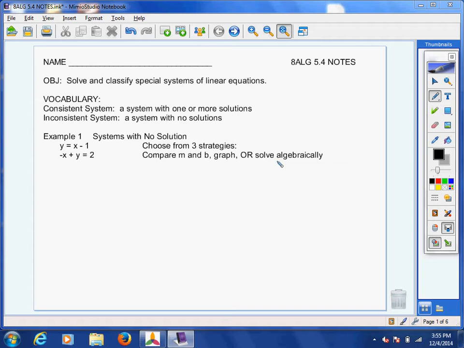So we're actually going to add a little something that you're not used to just yet. The idea with a special system: all the ones we've done so far in sections 5.1, 5.2, and 5.3, all of those lines crisscross and cross over at one point of intersection. That's all we've seen so far. But did you know that you could have some special systems where you could have lines that never crisscross and so you don't have a solution, or you have a situation where you have a line graphed on top of itself and therefore you have infinite solutions?